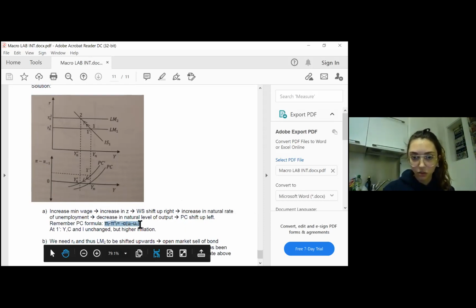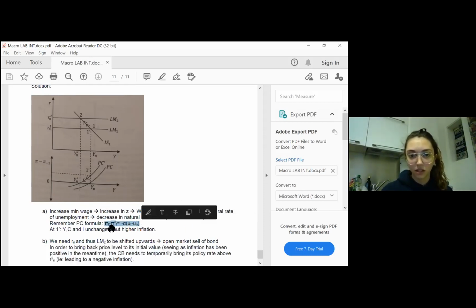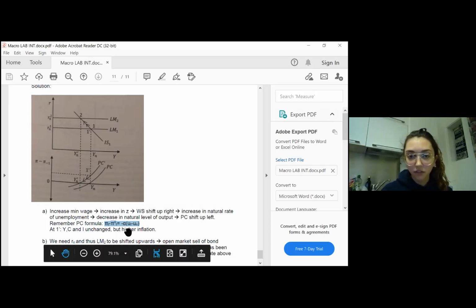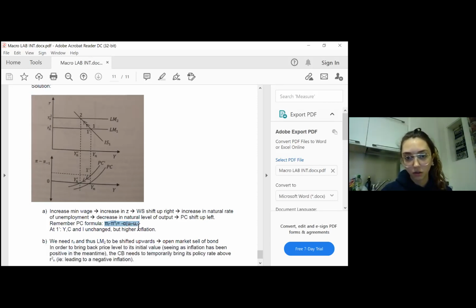So the difference between inflation and expected inflation is equal to minus alpha multiplied by unemployment minus natural unemployment, okay? So here, if you have an increase in the natural rate of unemployment, this is going to lead to minus UN going down, and because there's also a minus in front of the alpha, the whole equation is going to increase, right? Because you have those two minuses to take into account, okay?